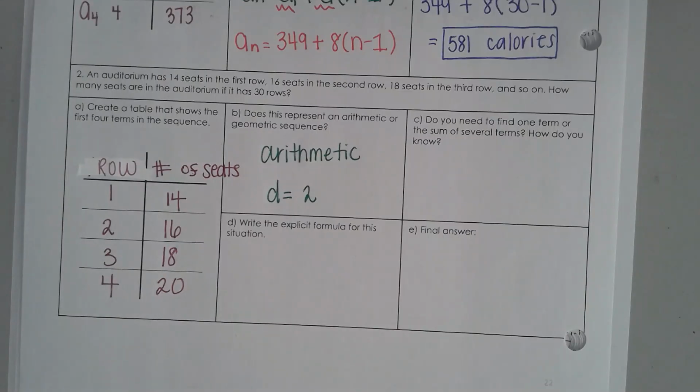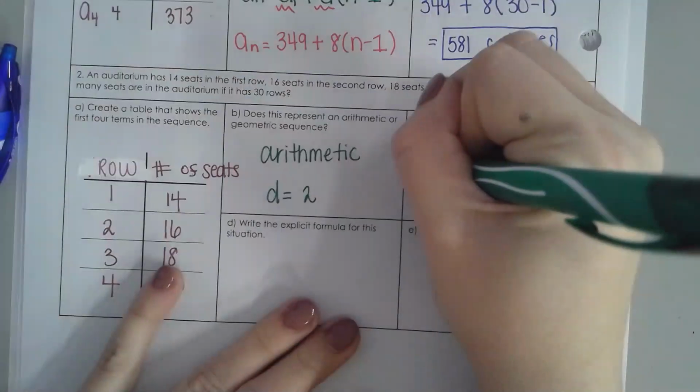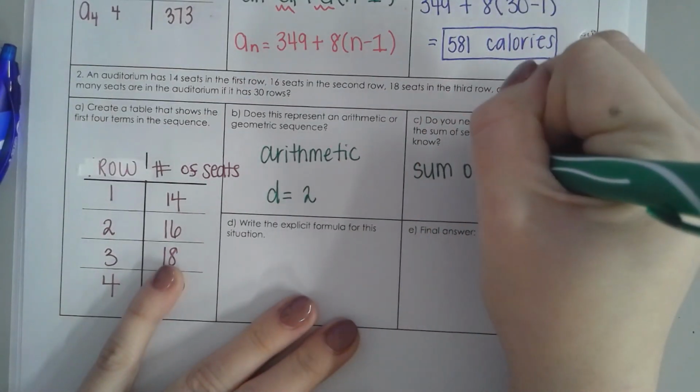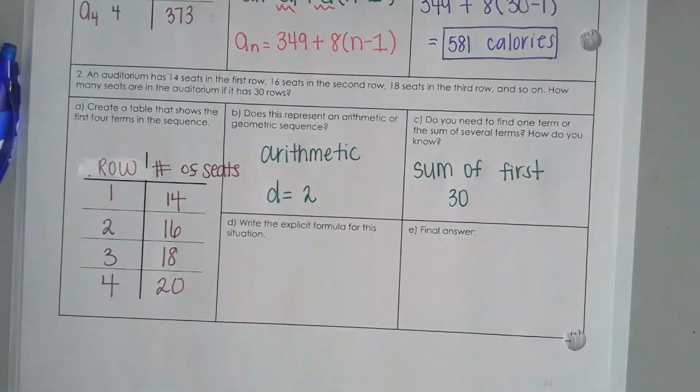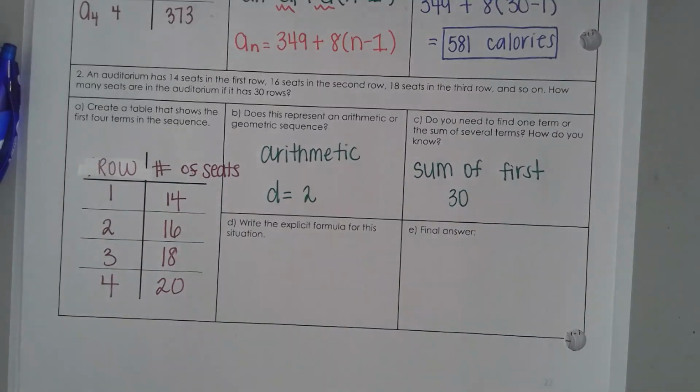So you got to count up all of the seats in the first row, all of the seats in the second, and add them together. So we're going to be doing the sum of the first 30. Now, if the question had said, how many seats are in the 30th row, that would have just been the term. So you really have to look and pay attention to what the question's asking.